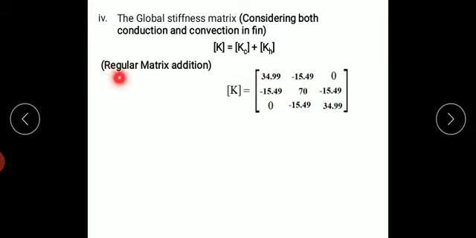This is a regular matrix addition. It is not as we did for the global conduction and global convection, where we added the overlapping terms. For this case we should not add in that way. We need to do regular matrix addition. Okay, fine. Next, force vector due to fin convection.